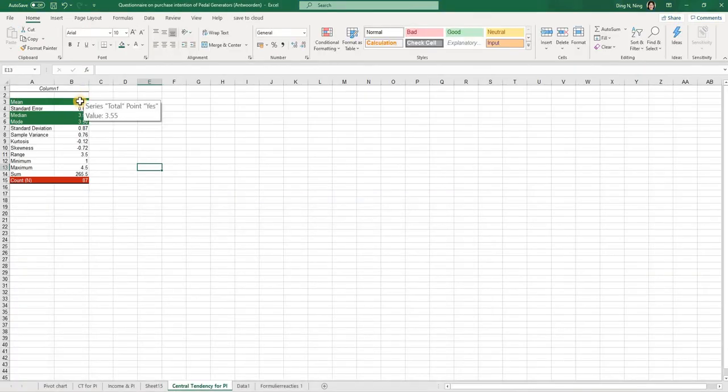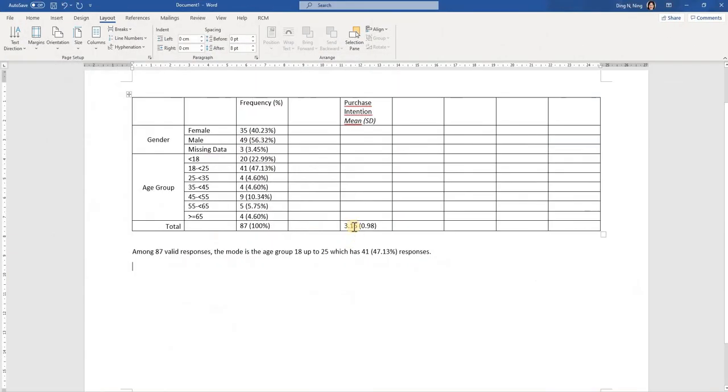So the current average purchase intention is 3.05. That is the average. So I will report it like that. The mean of purchase intention, PI, is 3.05, and the median is 3.5, as well as the mode. Okay, and this is the central tendency for the quantitative variable purchase intention.